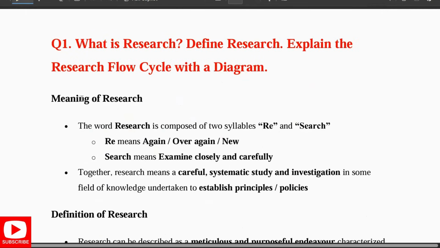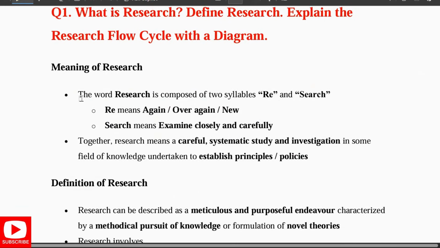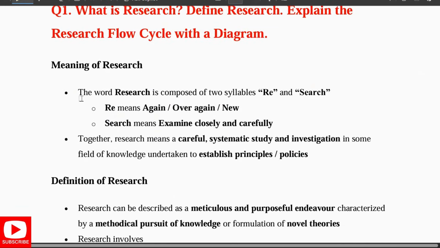What is research? Define research and explain the research flow cycle with a diagram. The meaning of research: basically it is re and search. Re means again, over again, or new. Search means to examine closely and carefully. Together, it is a careful, systematic study and investigation in some field of knowledge, undertaken by established principles or policies, and is known as research.